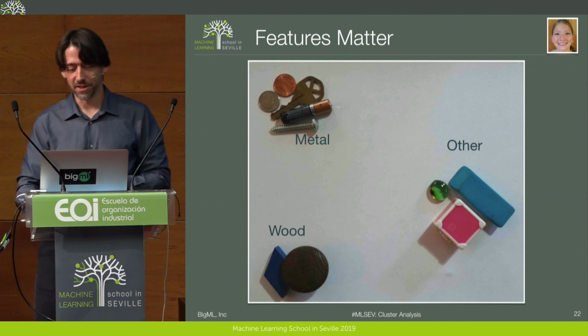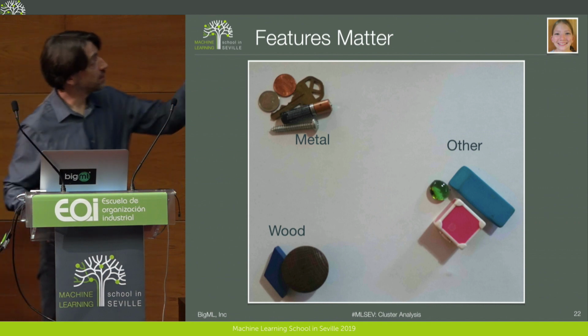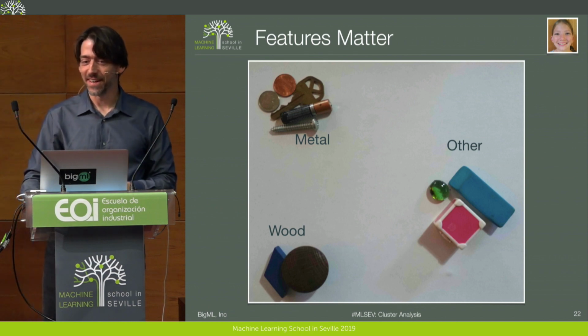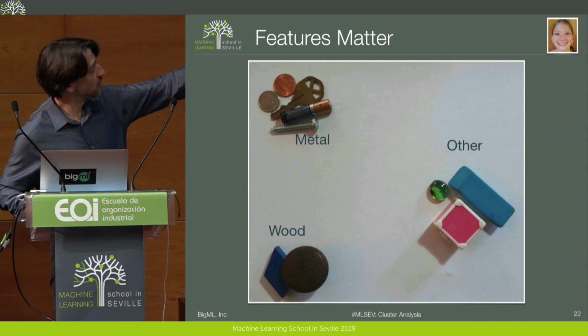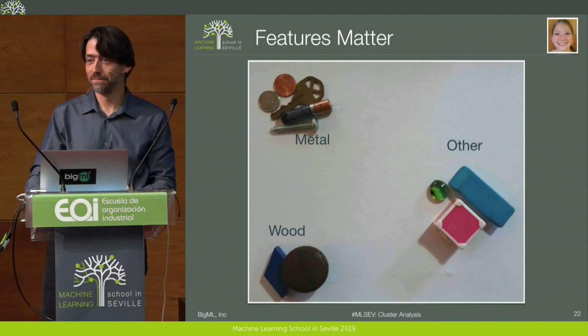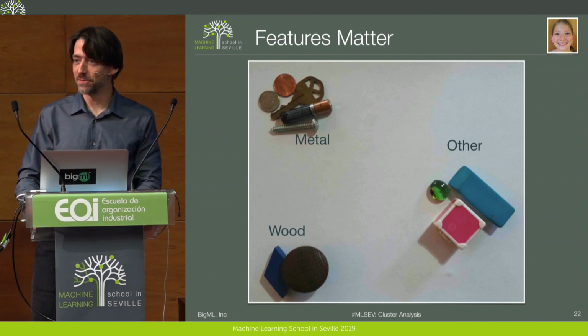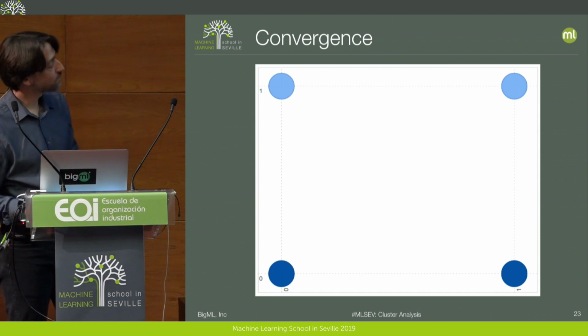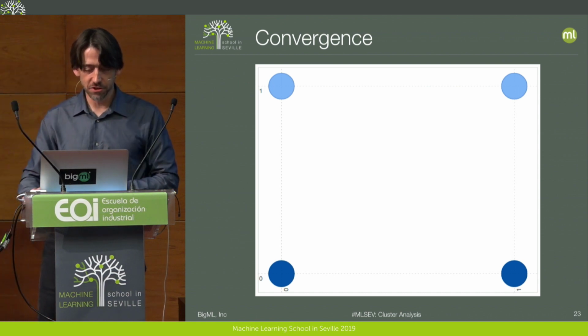There are some caveats in there. Features matter. This is my other daughter, and she found a different grouping. She said those ones are all metal, those were wood, and those were other. Very straightforward measurement. So the features do matter for this puzzle, by the way. I probably don't have to belabor this too much.